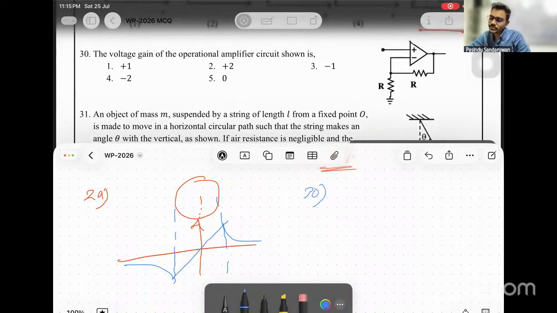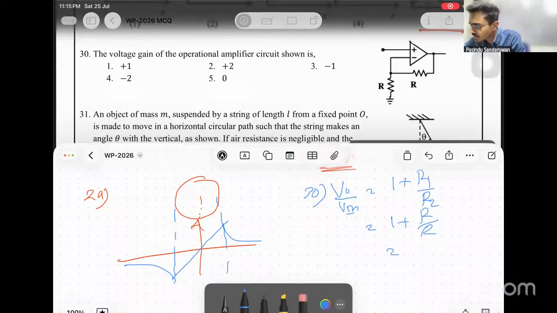The voltage gain of the operational amplifier circuit shown here is, this is the standard non-inverting op amp, no? Then we know V out over V in is given by 1 plus R1 over R2. Here R1 is R and R2 is also R, so this is 2. That's a simple one.